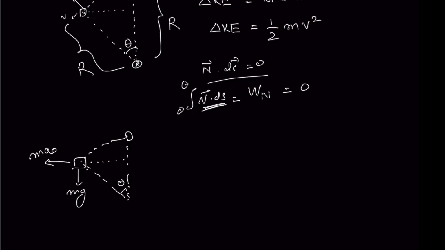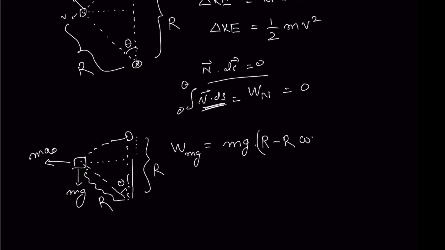Now the work done by the weight mg equals mg times the displacement in the vertical direction, which is r minus this, which is r cos theta. So this is r, so this value is r cos theta, and hence this displacement is r minus r cos theta. So the work done by the weight mg is mg times the displacement, which is r minus r cos theta. So this implies that work done by the weight equals mgr 1 minus cos theta.